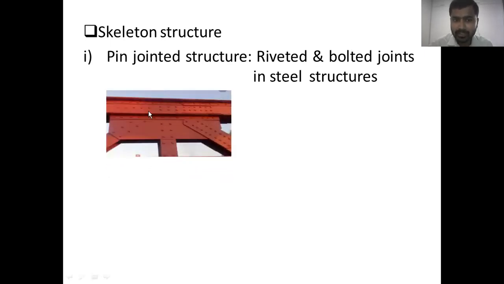Now here, if you see what these small points are, this is nothing but a rivet. You just take a rivet, and if you fix it, it is going to fix firmly. So these are nothing but what we call a rivet. So these are the riveted joints.